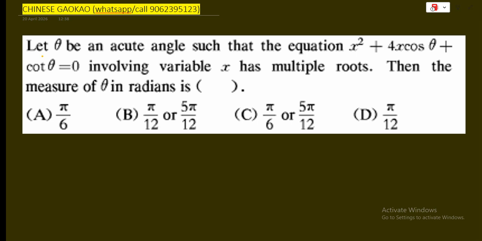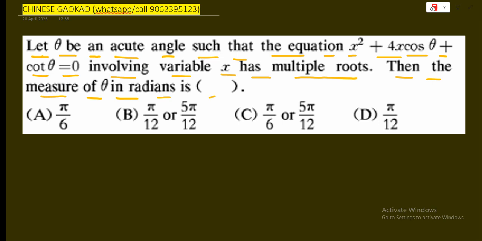So today we are going to solve this question, and this question is basically from the Chinese Gaokao examination. So first read the question. Question says, let theta be an acute angle such that the equation x square plus 4x cos theta plus cot theta equal to 0 involving variable x has multiple roots. Then the measure of theta in radians is what?